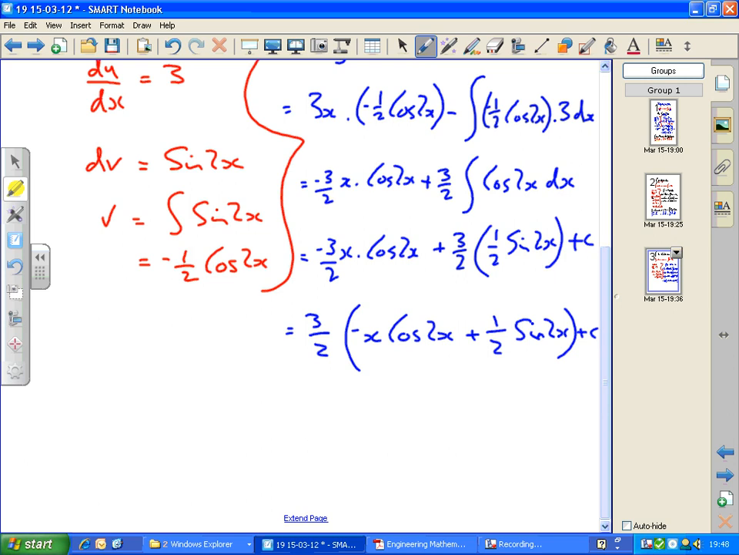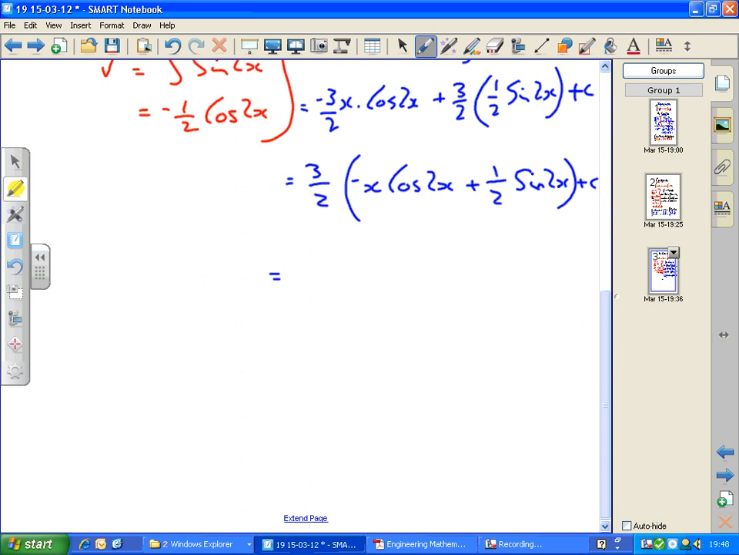So what I was saying about cancelling each other out, is that wrong? Well, I wasn't quite sure what you meant by cancelling out, so I'll have to come and have a look. A half sine 2x minus x cos 2x plus c is probably how I'd leave that solution.